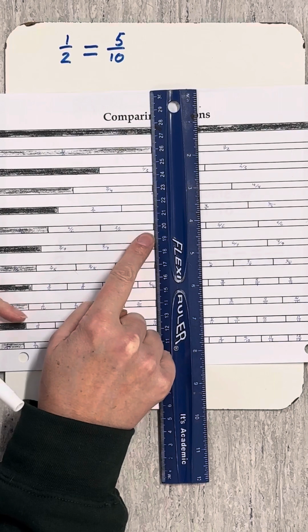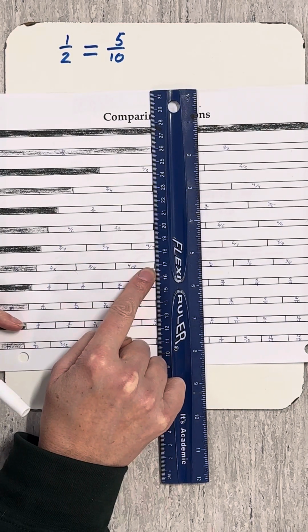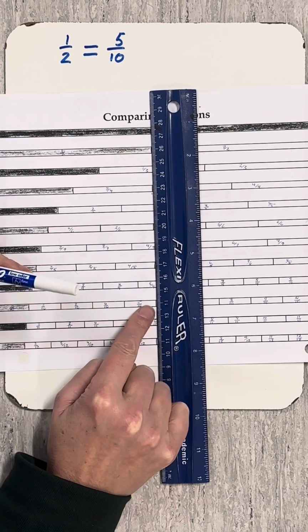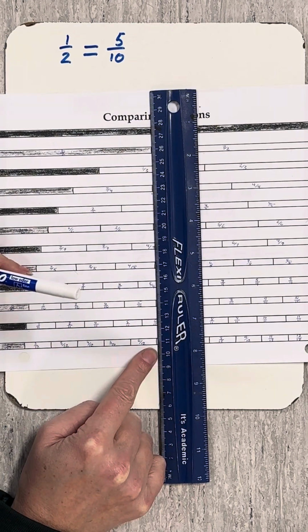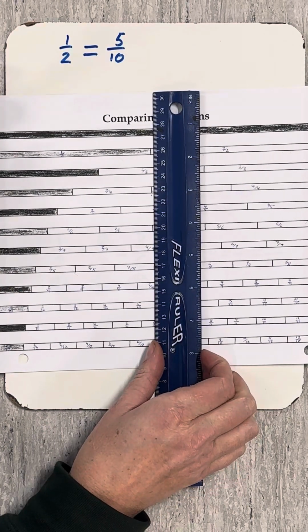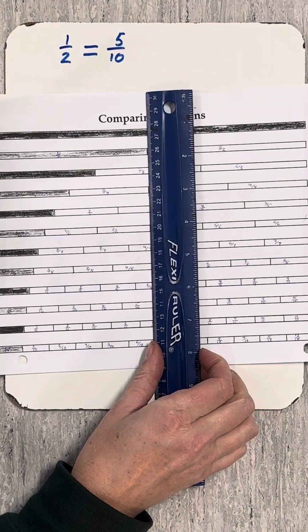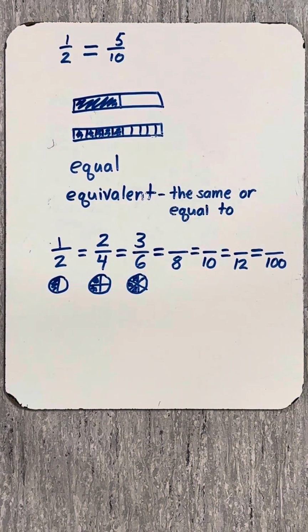We can see that 3/6 matches up. 4/8. Ooh, did you figure that one out? Of course, we've got our 5/10 and our 6/12. Okay, so we can use that to figure out an equal or equivalent fraction. So for today's math, we've got 2 worksheets.